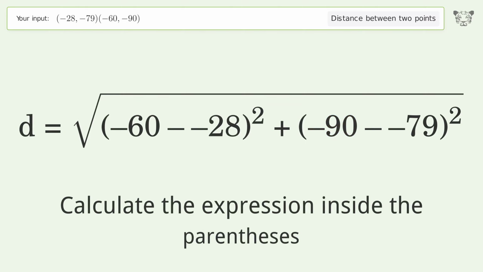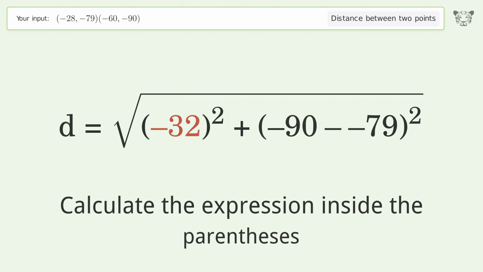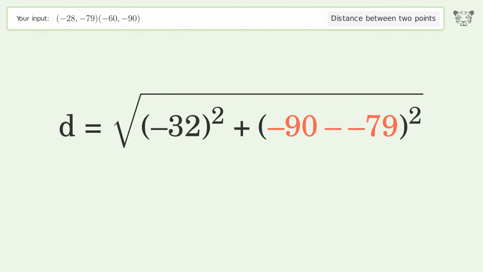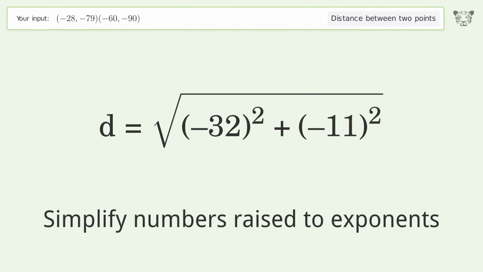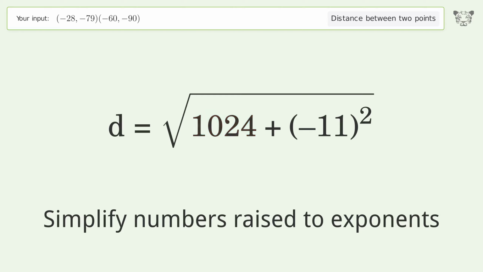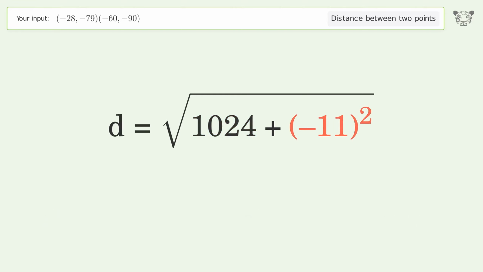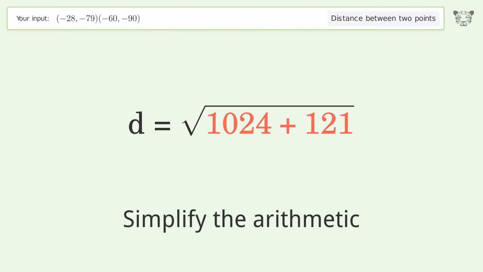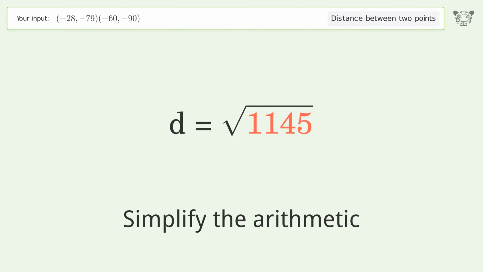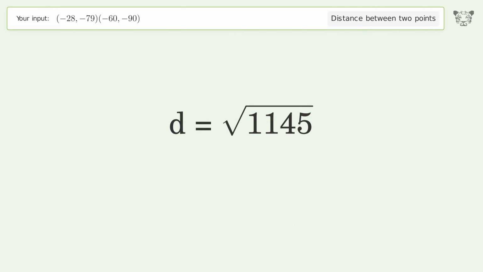Calculate the expression inside the parentheses. Simplify numbers raised to exponents. Simplify the arithmetic. And so the distance between the 2 points is the square root of 1,145, or 33.838.